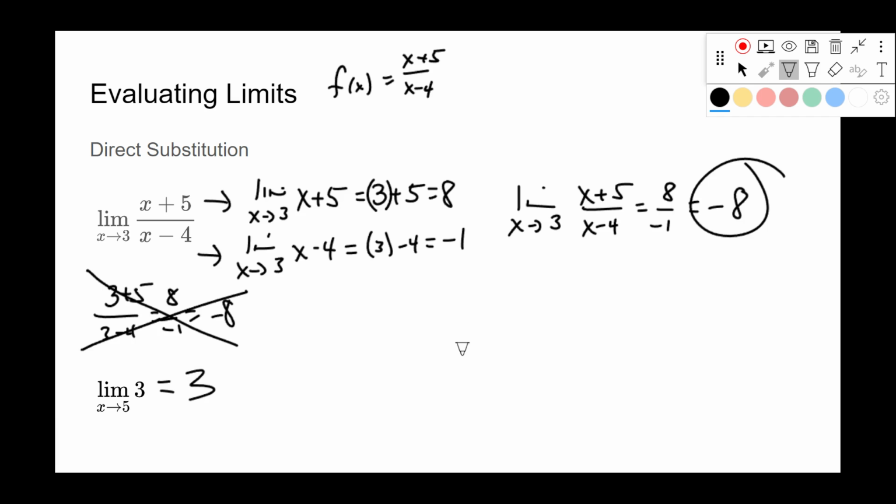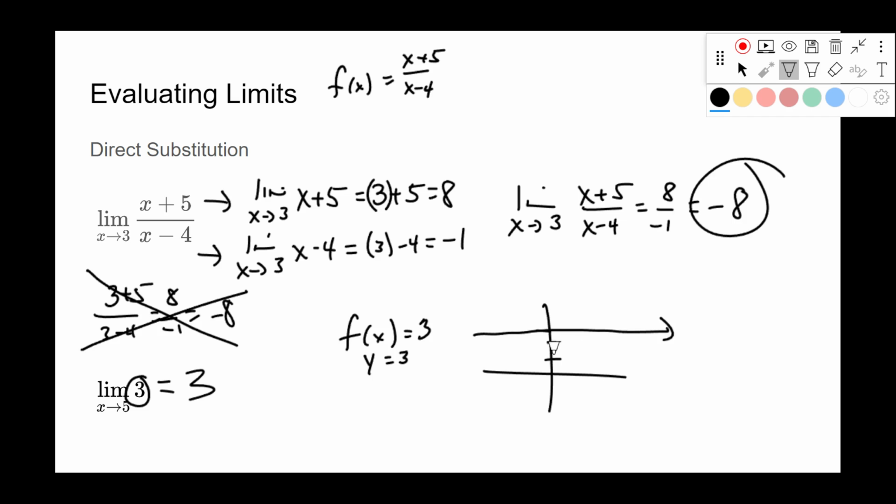That's one way to do it. The other way to do it is also to understand it graphically. It's easy to understand graphically. f of x, the function, is 3. Well, f of x is just y. So that's the line y equals 3. Go up 3, make a line at y equals 3.